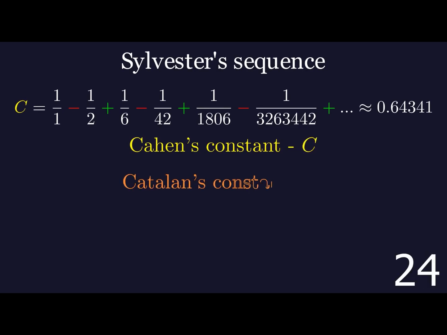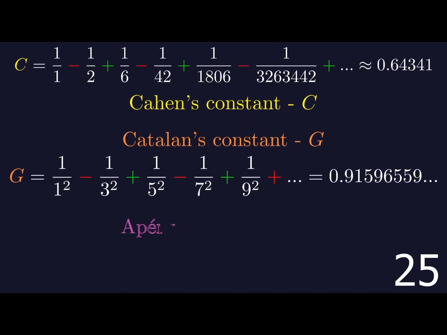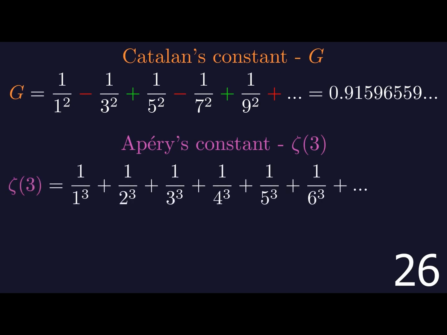Catalan's constant is defined as the alternating sum of the reciprocals of the squares of the odd numbers. Its value is approximately 0.91. Apéry's constant is the sum of the reciprocals of the cubes of all natural numbers, with a value of around 1.2.